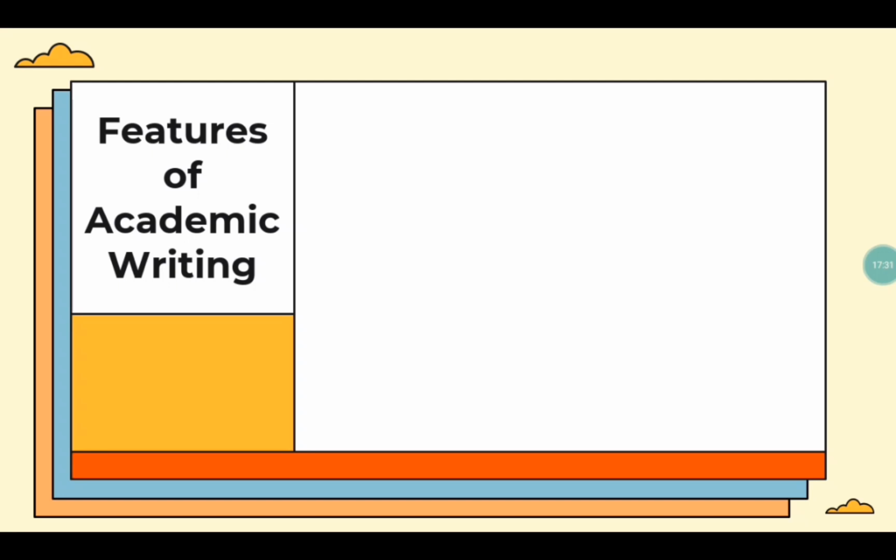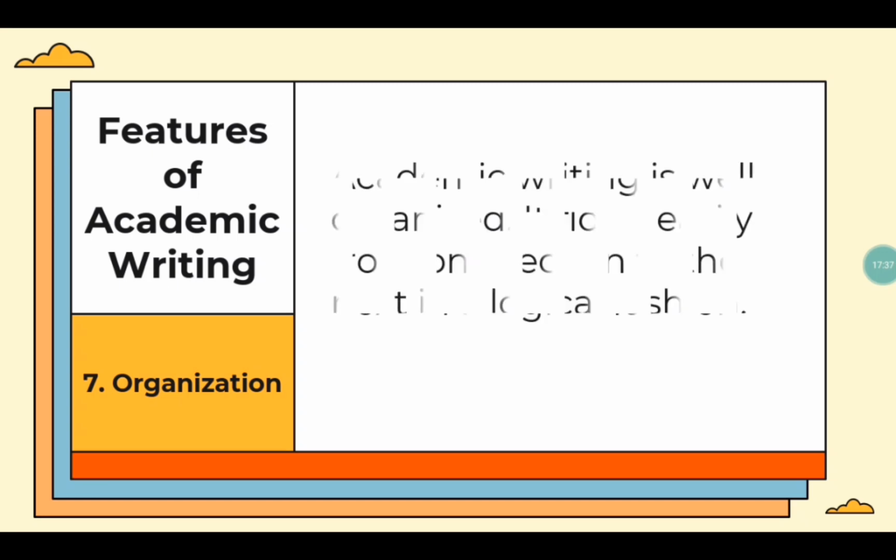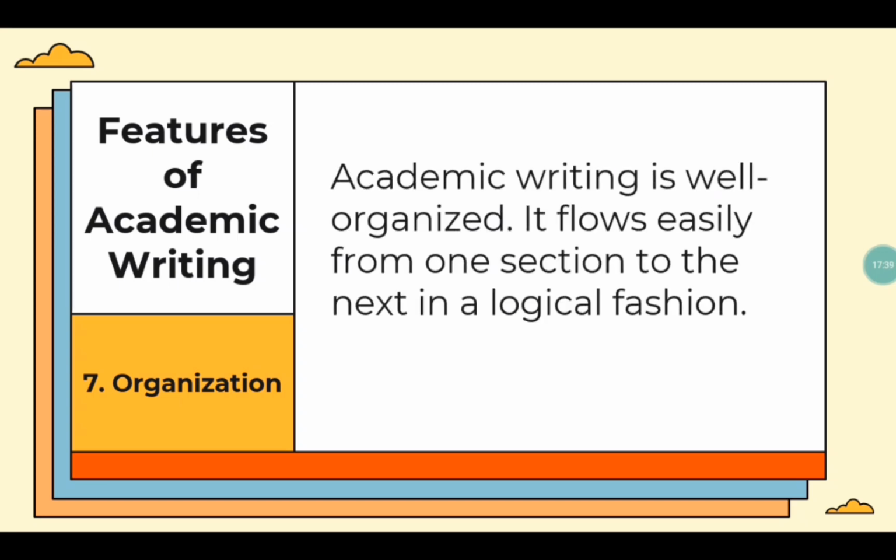For number 6, there is organization in academic writing. Academic writing is well organized. It flows easily from one section to the next in a logical fashion.